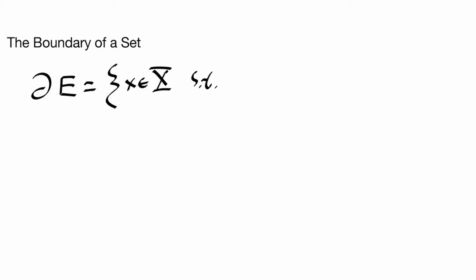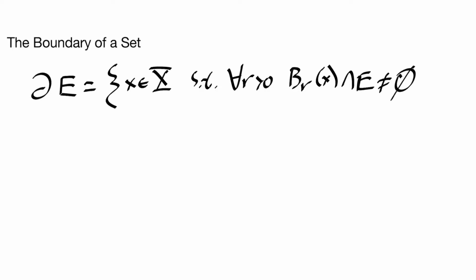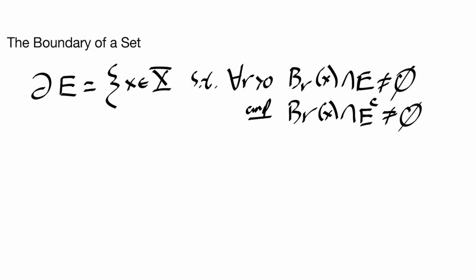We have one more term, and it's called the boundary, and we often write the boundary with this partial derivative type symbol, the boundary of E. And what is the boundary of E? Well, we'll define it as the set of all x such that for all r greater than 0, the ball of radius r about x intersect E is not empty, and the ball of radius r about x intersect E complement is not empty. So that is how we'll define the boundary.